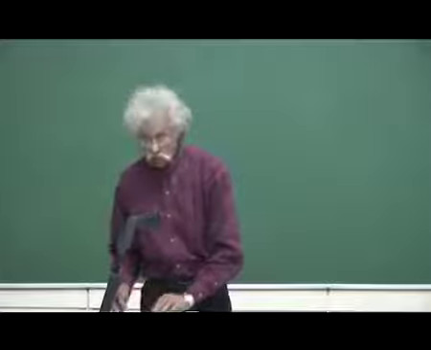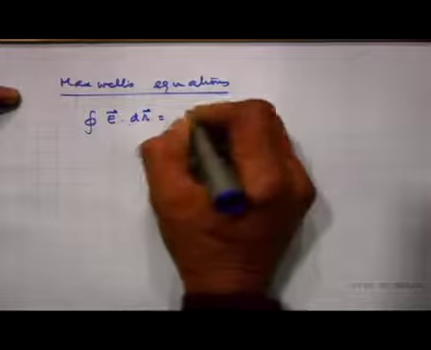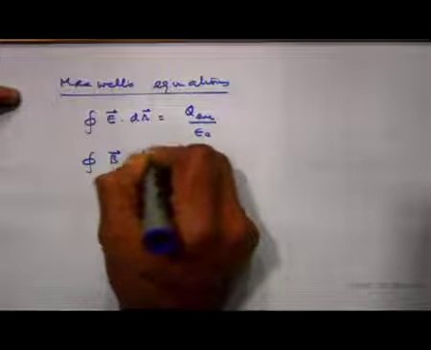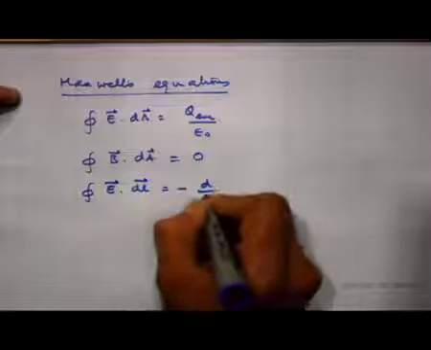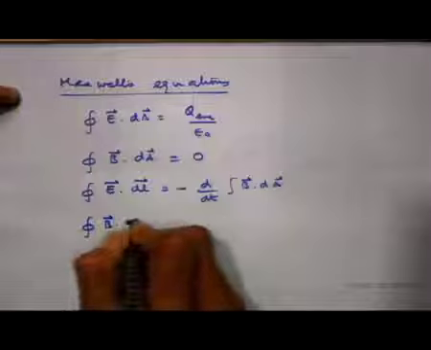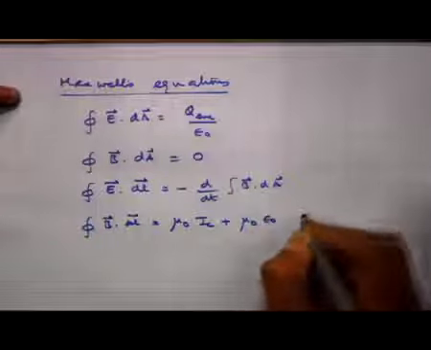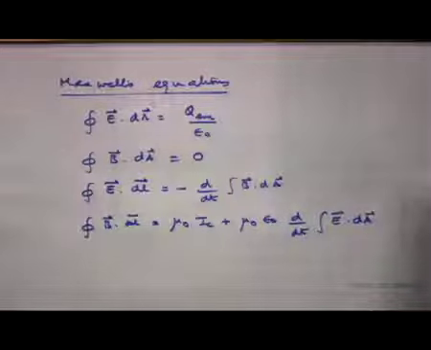So, let me just write down before we close the 4 equations that we have obtained till now, which are Maxwell's equations. Integral E dot dA is equal to charge enclosed by epsilon 0. Integral B dot dA is equal to 0. Integral E dot dL is equal to minus d by dt of integral B dot dA. Integral B dot dL is equal to mu naught I_c, conduction current, plus mu naught epsilon naught d by dt of integral E dot dA. The 4 very important Maxwell's equations.